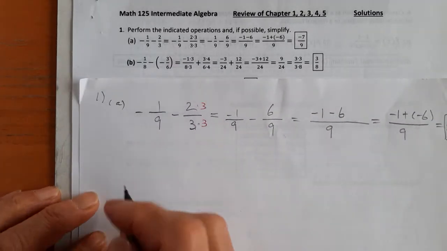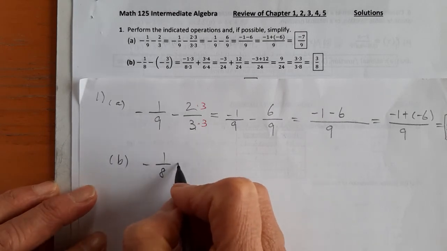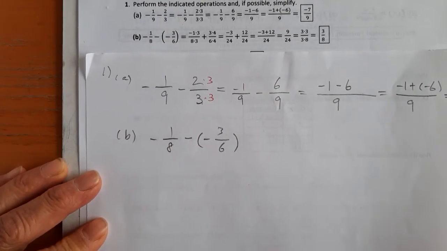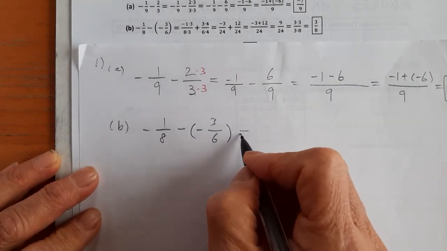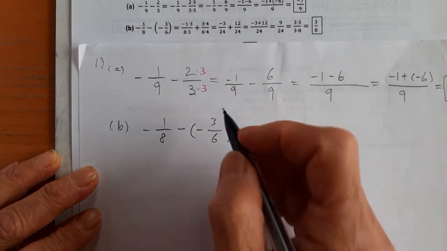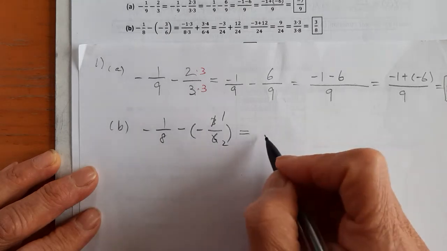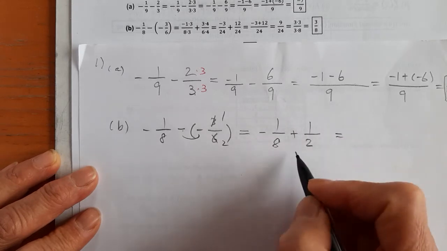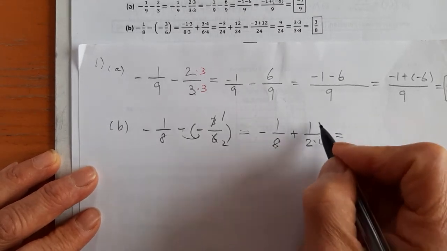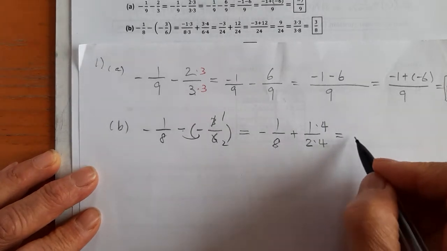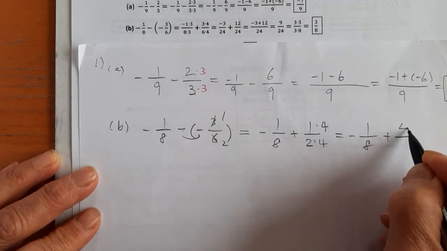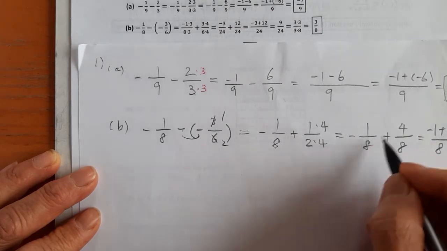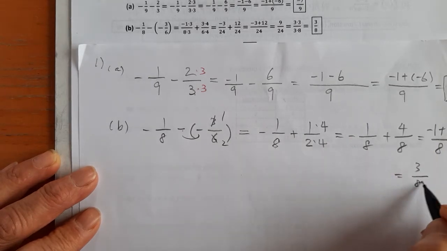And B: -1/8 minus -3/6. We can find the LCD, or the other way, you can reduce the 3 first. So we get -1/8, negative times negative is a plus 1/2. 2 times 4 is 8, so multiply both numerator and denominator by 4. We get -1/8 add 4/8. Same denominator 8, -1 add 4. It's 3/8.